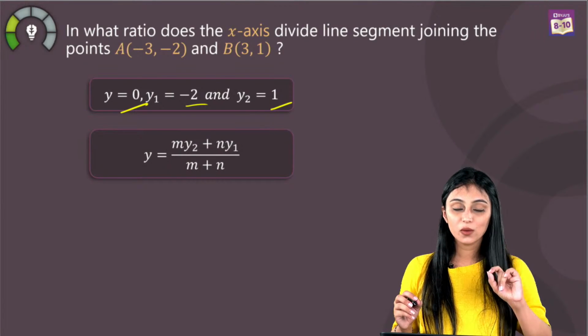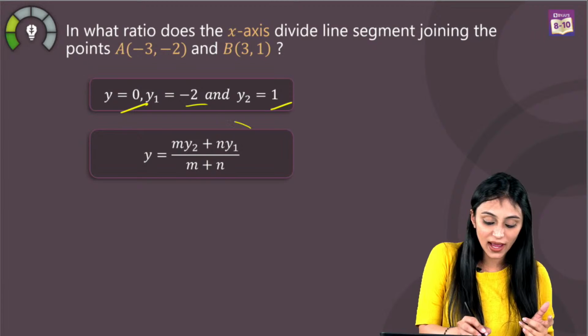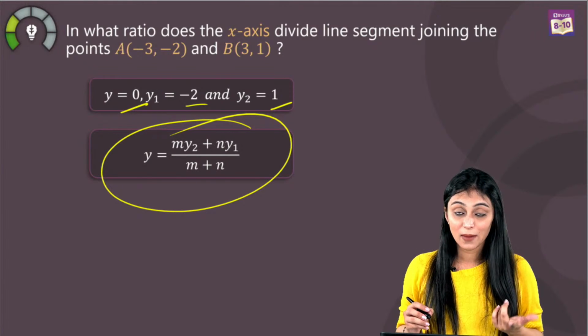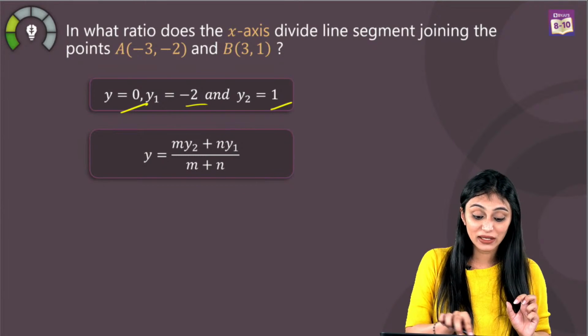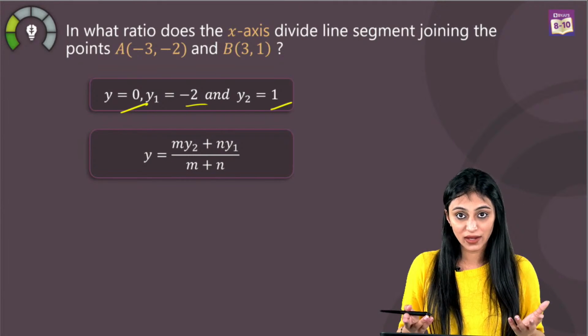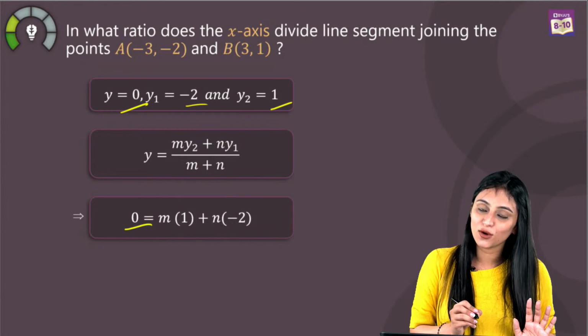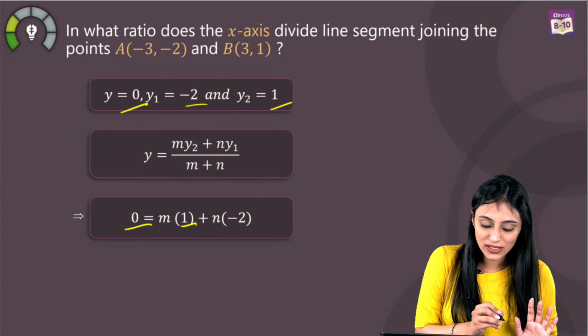See, why am I not using the x coordinate over here? Why only the y coordinate? Because the y coordinate over here is 0. But the x coordinate, that was x. It will be difficult for us to find the value; it will not be possible to get the value using the x coordinate. So y is 0 over here. What is y2? y2 is 1. What is y1? y1 is minus 2.